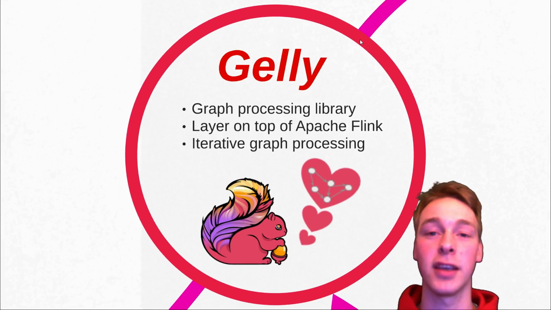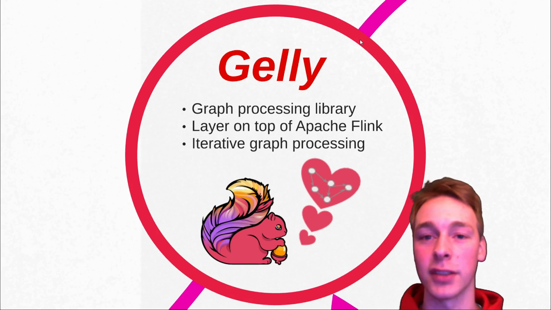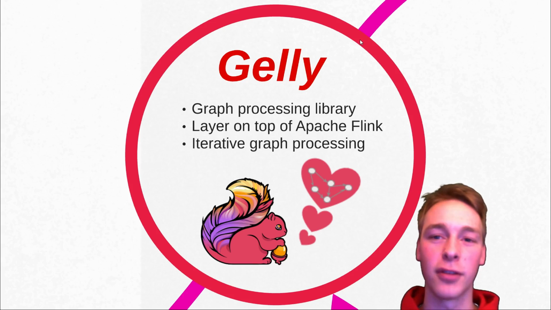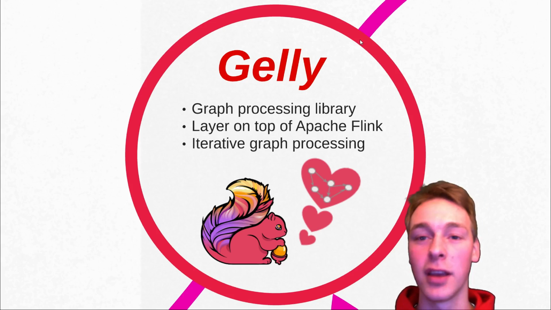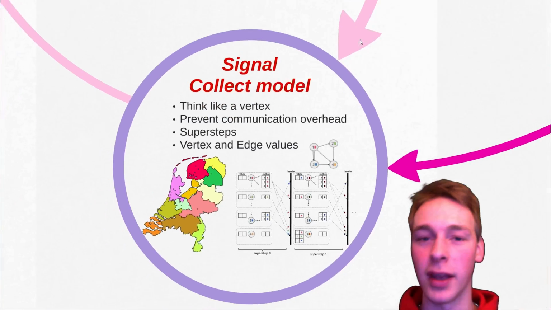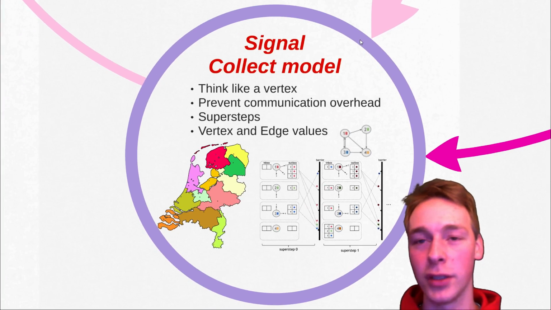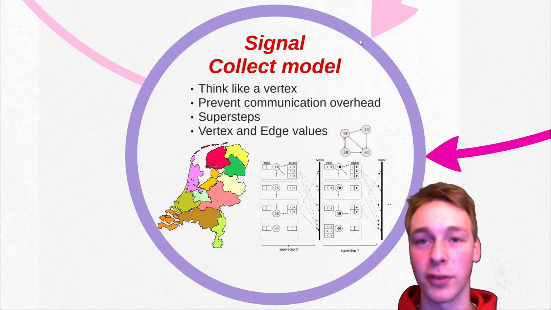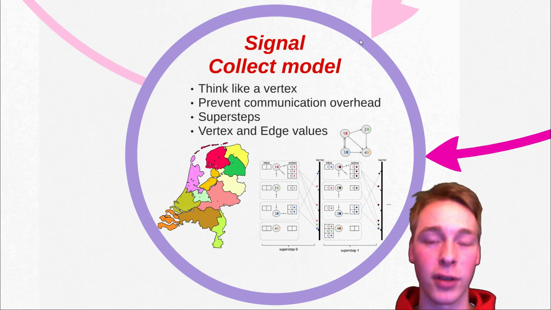It's just like Flink, a layer on top of Apache Flink, and it is made for iterative graph processing. Now, iterative graph processing isn't as easy as it sounds for graphs. So it is made as a way for distributed processing to enable these distributed graphs. For this, we use the signal collect model, also known as think like a vertex, which implements two different functions, the signal and the collect function, to efficiently iterate over a graph.